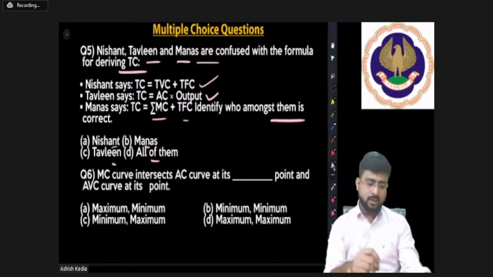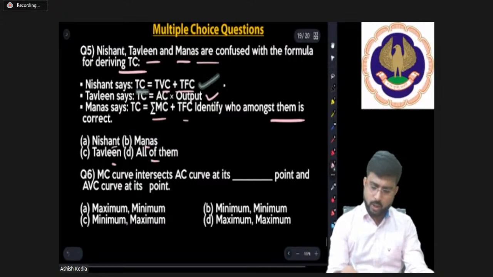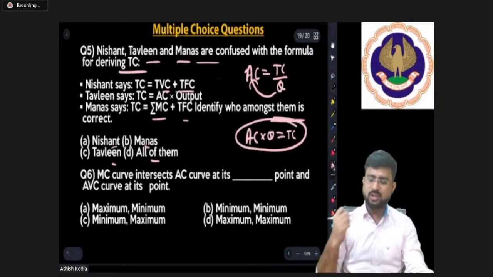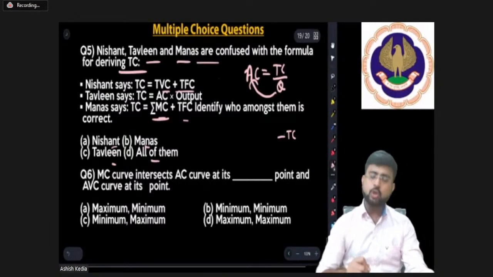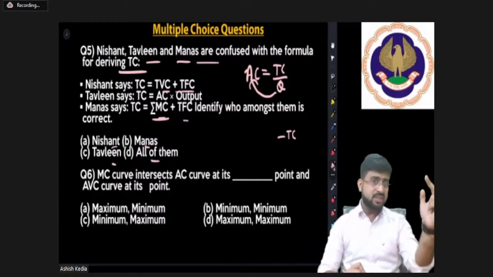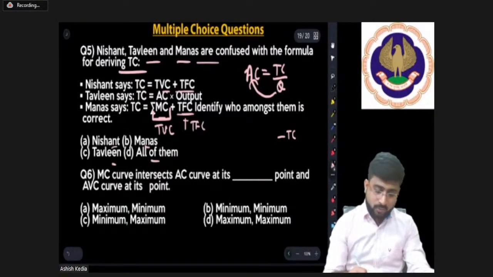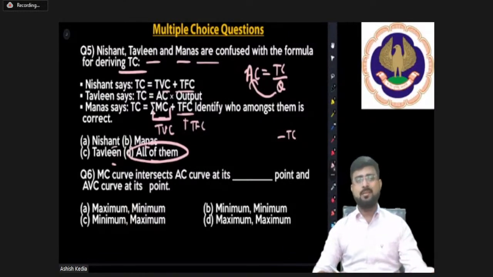You see, guys, Nishan saying total cost is total fixed cost plus total variable cost is correct. No doubt. Now you all know average cost is total cost by quantity. So if we multiply average cost into quantity, that is also total cost. So how do you think he is wrong? He is correct. Now, Manas says it is sum total of marginal cost. Correct. Marginal cost represents change in variable cost. So if you add all the marginal cost, it will give you total variable cost. And here they have given plus total fixed cost. So all of them are correct. This is the correct answer, my lovely friends.